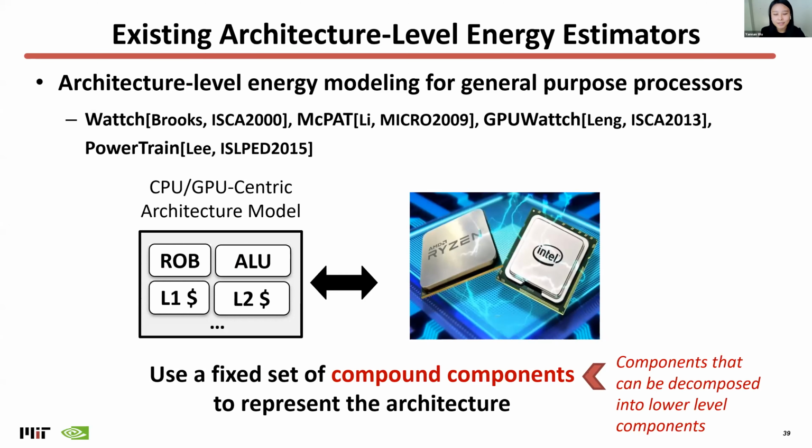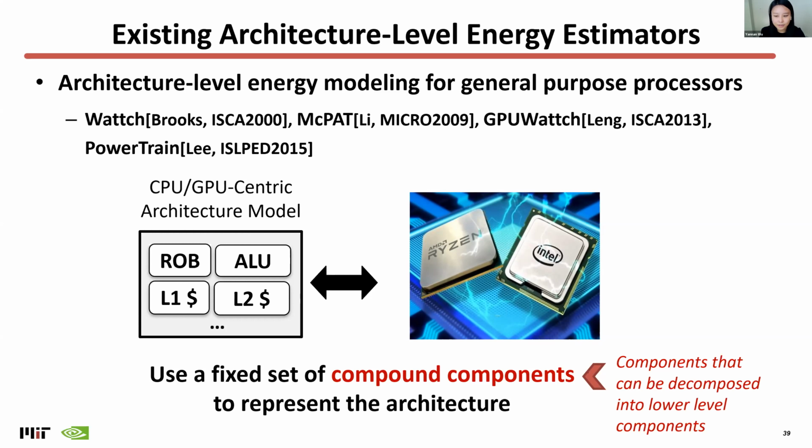Are there any existing tools that try to model such complicated architectures? As we all know, CPUs and GPUs are very complicated architectures, and there are existing tools for architectural level energy modeling of them. In order to reduce the complexity of the architecture model as well as the runtime action counts, they use a fixed set of compound components to represent the architecture. By compound component, we mean high-level components that can be decomposed into lower-level components, such as primitive components.